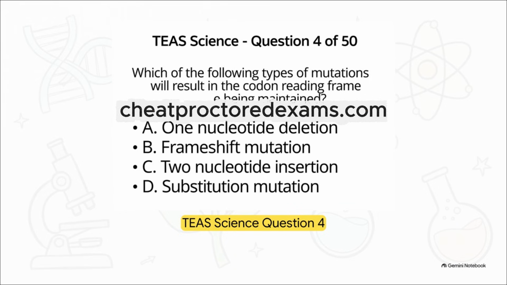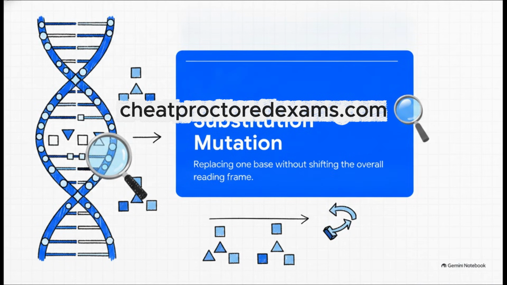Feel free to use the interactive pause button and stop the explainer right here if you want to try solving this one yourself first. So, the absolute crucial point here is knowing exactly what these terms actually mean. A codon reading frame is read in groups of 3, right? Highlighting your vocabulary is key.